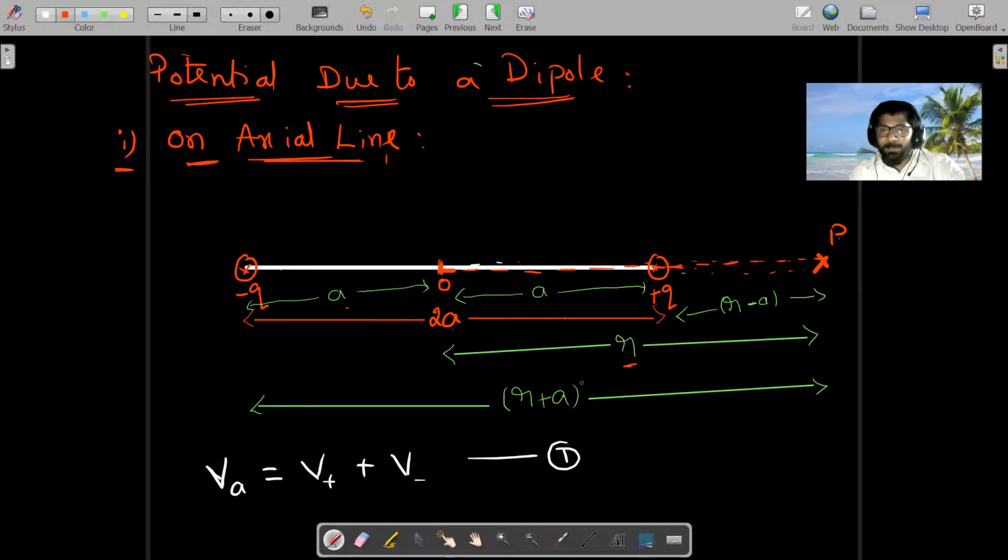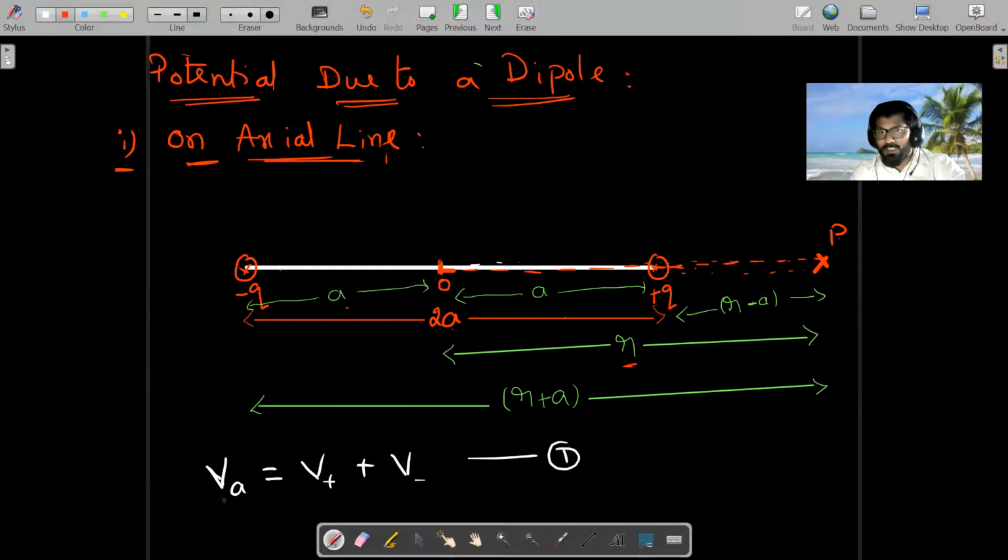To find the potential at this point P due to this dipole, we have to find the potential due to the individual charges of the system. For that purpose, we have to mention their individual distances also. So the distance of minus q from the point is r plus a, and the distance of positive charge plus q from the point is r minus a. Mark them out. Then let us start with the calculation part.